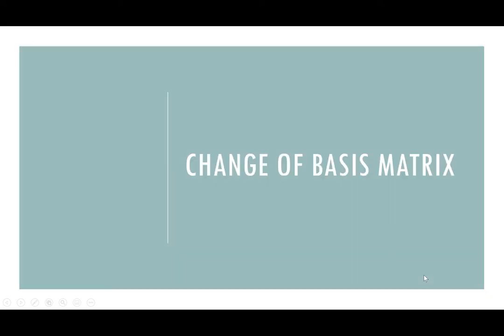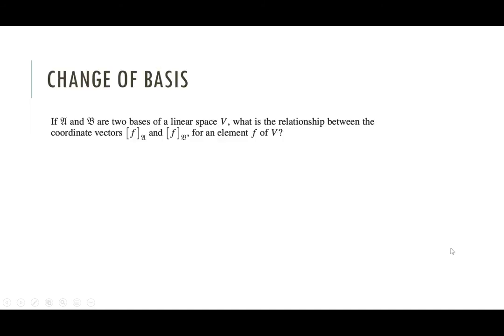Okay. Now, onto the topic of change of basis matrix. I mean, there are other examples in your book, and I encourage you to read them. I demand, actually, that you read them. But okay, change of basis. So if pretentious U and pretentious B are two bases of a linear space V, then what is the relationship between the coordinate vectors, f written in the coordinates of pretentious U and f written in the coordinates of pretentious B, for some element?